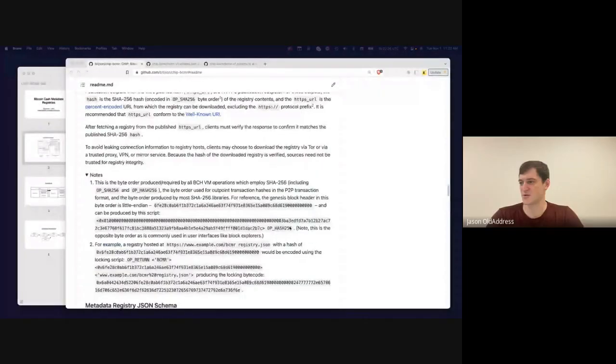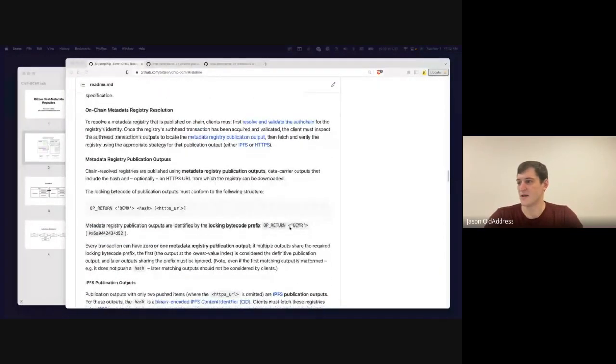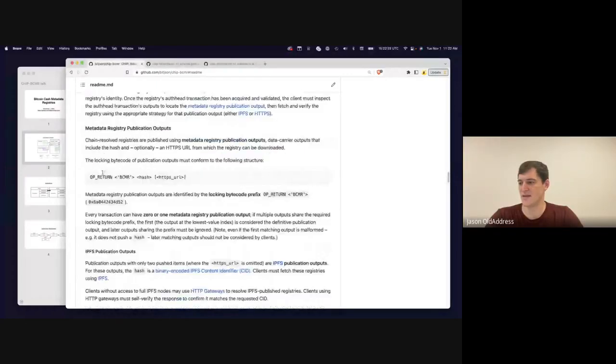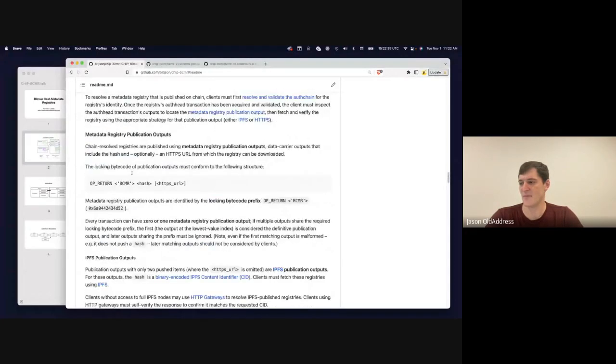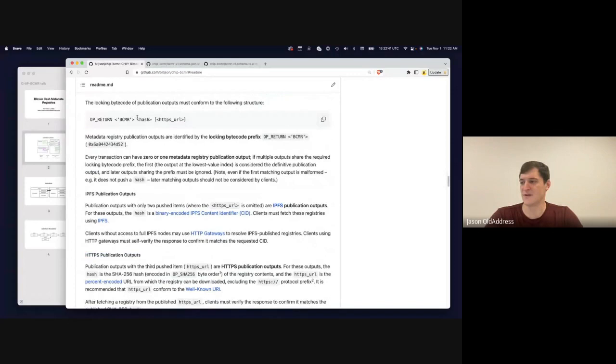I'm going to scroll down to that section, and I'll go ahead and share my screen. So, a good question or not, I don't know. There are two types of publication outputs: IPFS publication outputs and HTTPS publication outputs. Every single one of them will always have a hash. If it's IPFS, it needs nothing but the hash. We provide both options because you do need some flexibility. In many cases, IPFS will be the correct choice to use.